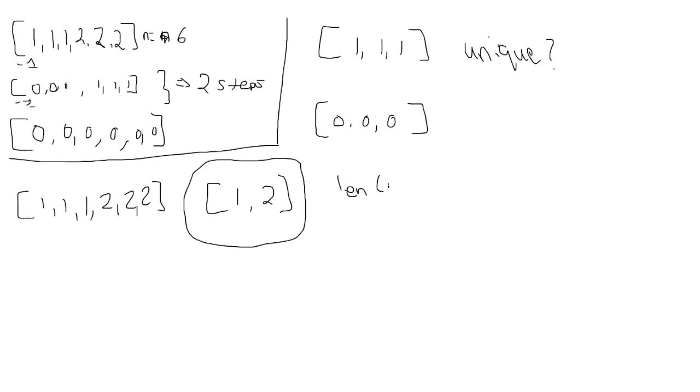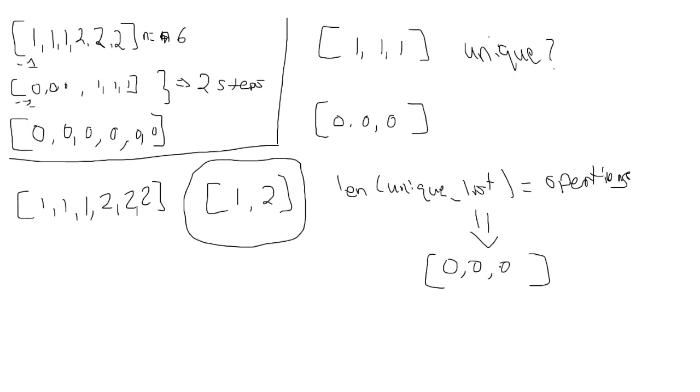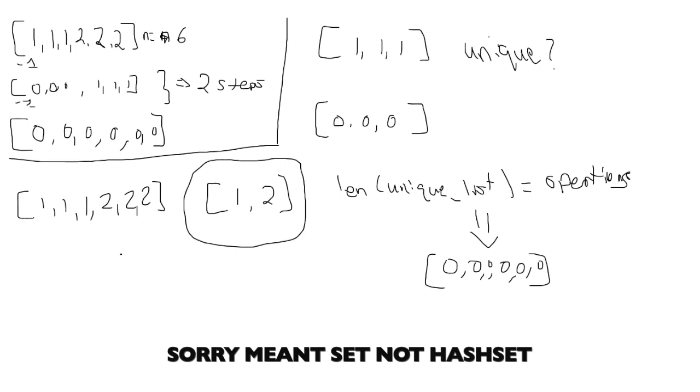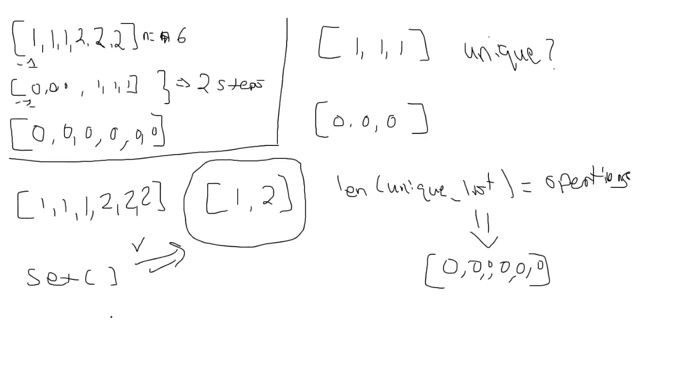So getting the length of unique is going to be the number of operations it takes for the array to be 0, 0, 0. And what I'm trying to allude to here is that we're using something called a hash set, which would allow for this to happen.